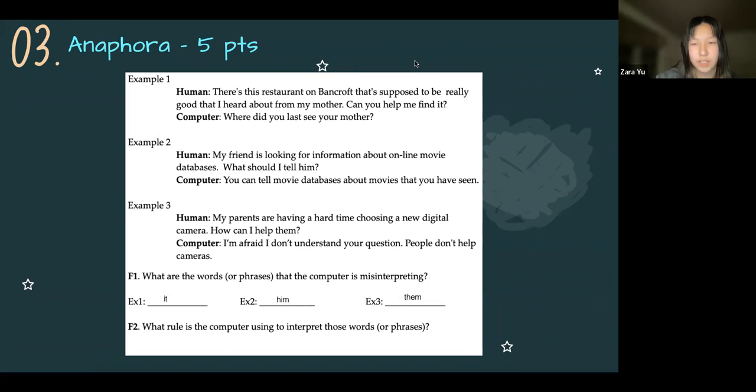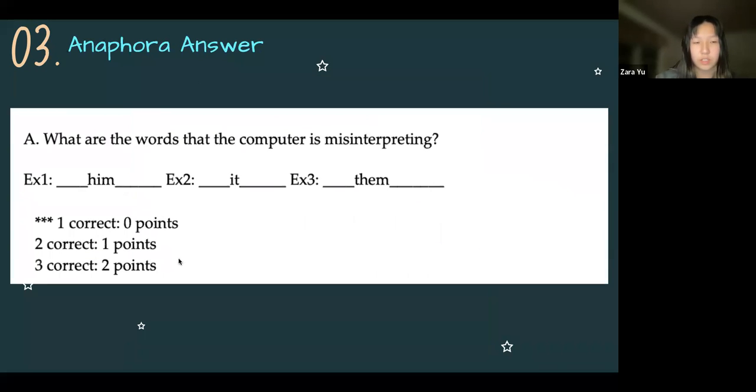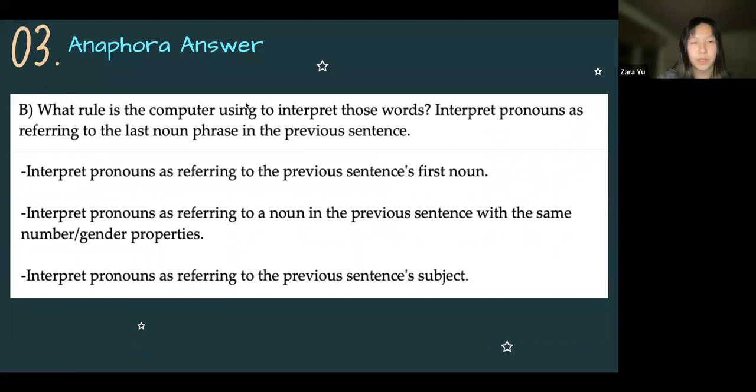Then for the second part of this question, we have what rules are they trying to use to interpret those words or phrases. Okay, so here's this. If you got one correct, you got 0 points. If you got two correct, you got 1 point, and then three correct is 2 points. So then for B, I guess you could pick between these four things.